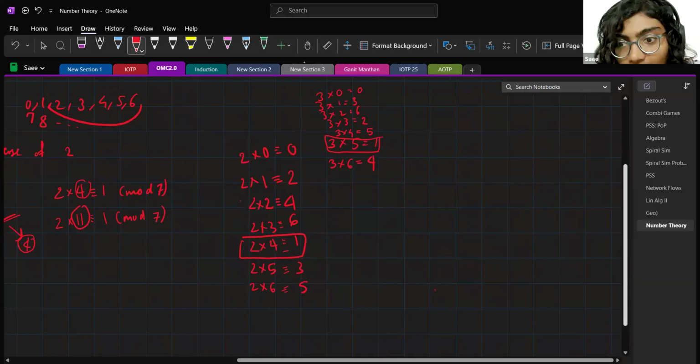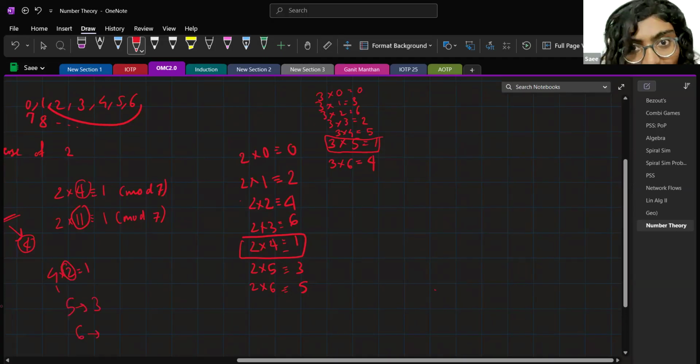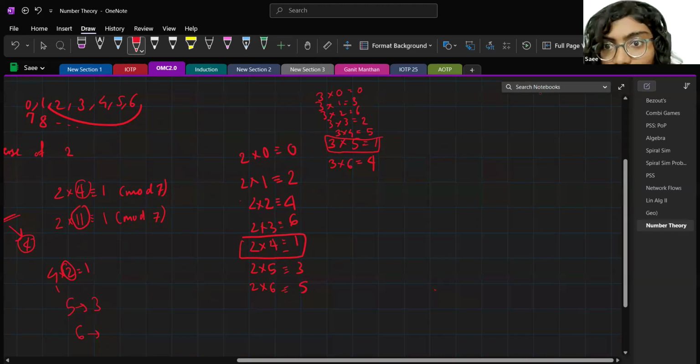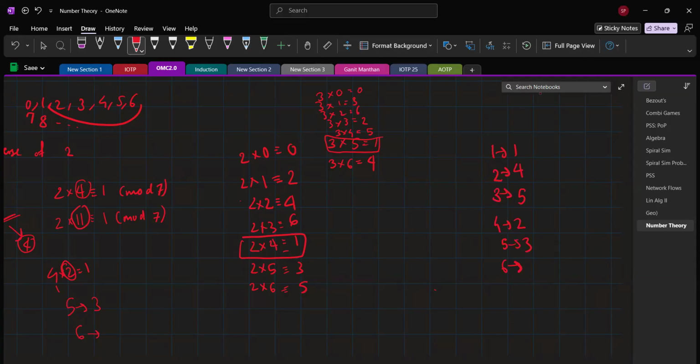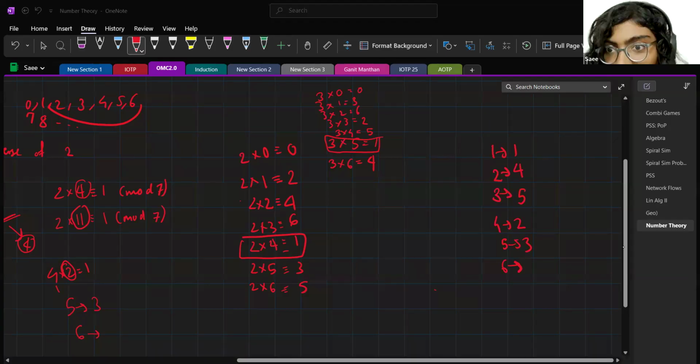Yes, Riyansh, thank you. And 5, as we have seen already, it's 3. And what is it for 6? So for 1, it's obviously 1. For 2, it's 4. For 3, it's 5. For 4, it's 2. For 5, it's 3. And for 6, it's 6. Oh, yes. This is very neat.